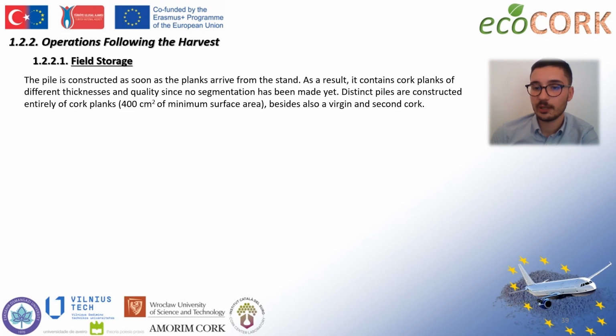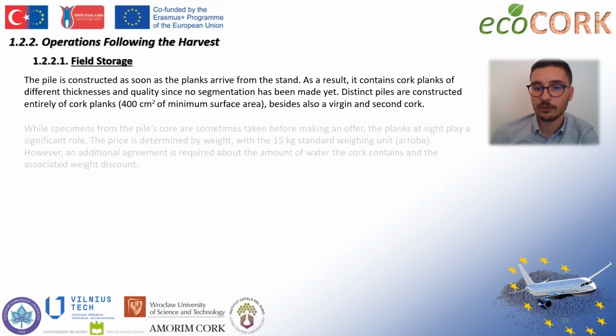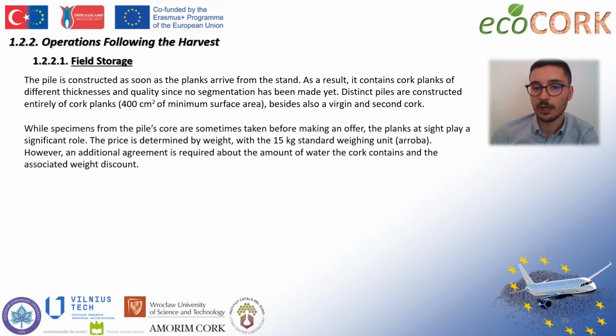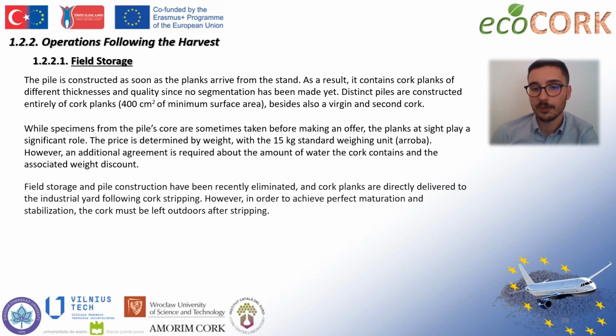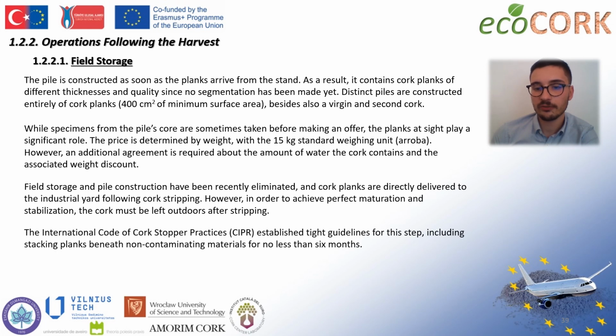Since no segmentation has been done yet, it has cork planks of different thicknesses and qualities. Even though pieces from the center of the pile are sometimes taken before making an offer, the planks that can be seen play a big part. The price is based on weight, and the standard unit of weight is 15 kilograms, 1 arroba. Recently, fuel storage and building piles were taken away, and now cork planks go straight to the industrial yard after being stripped. But for the cork to fully mature and stabilize, it needs to be left outside after being stripped. The International Code for Cork Stopper Practices has strict rules for this step, such as stacking planks for at least 6 months under non-contaminating material.